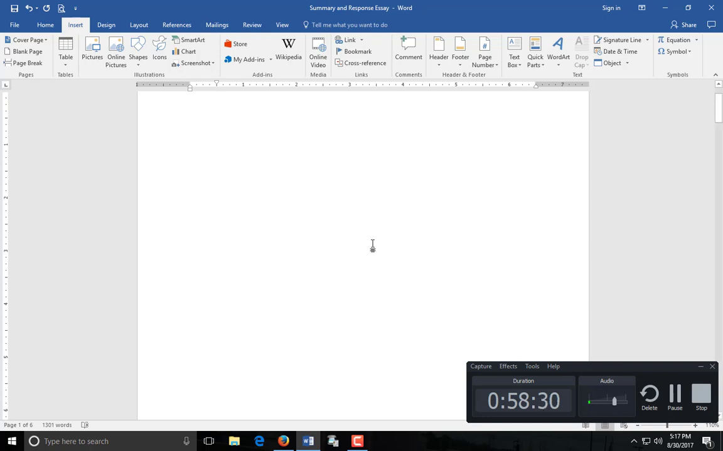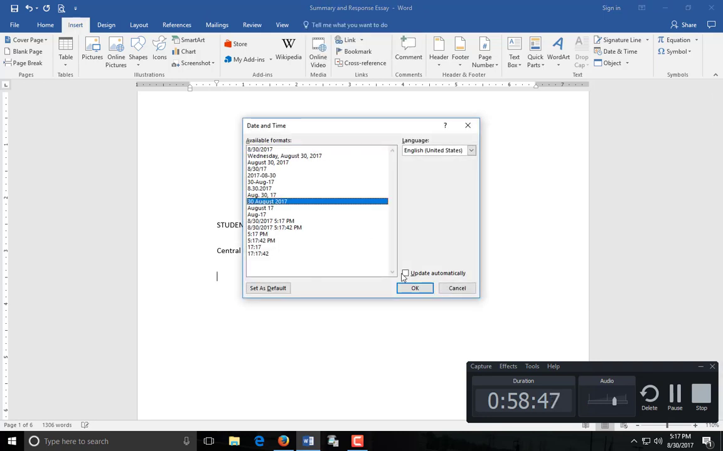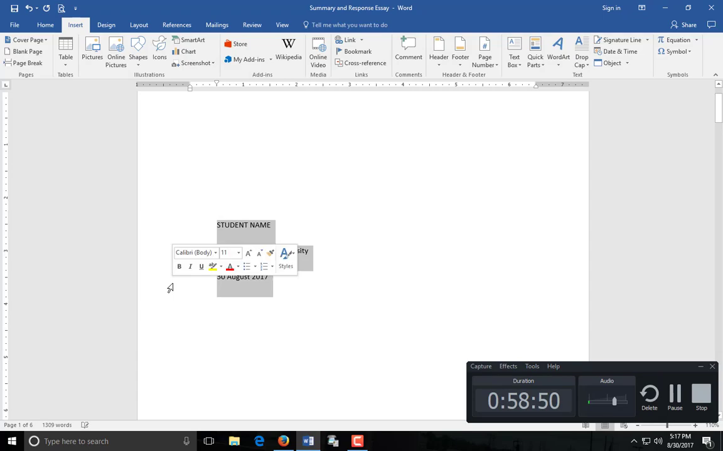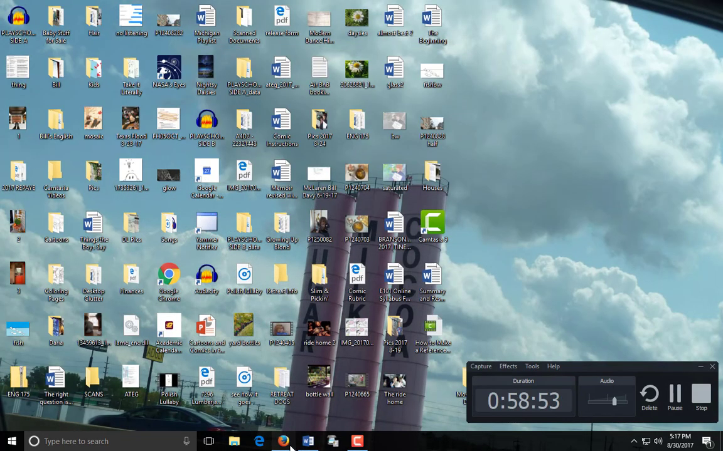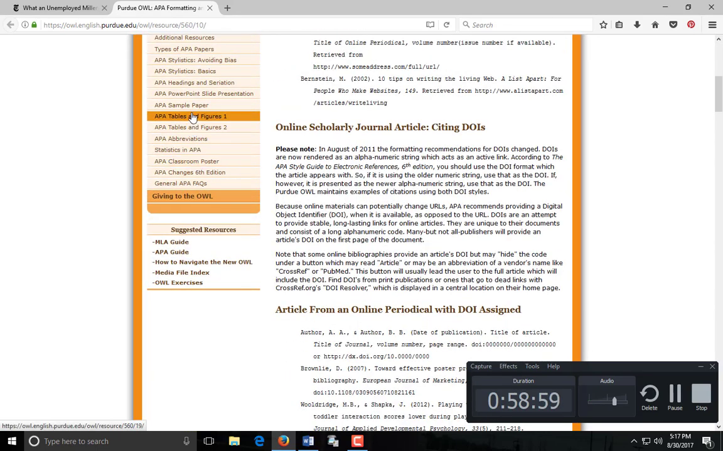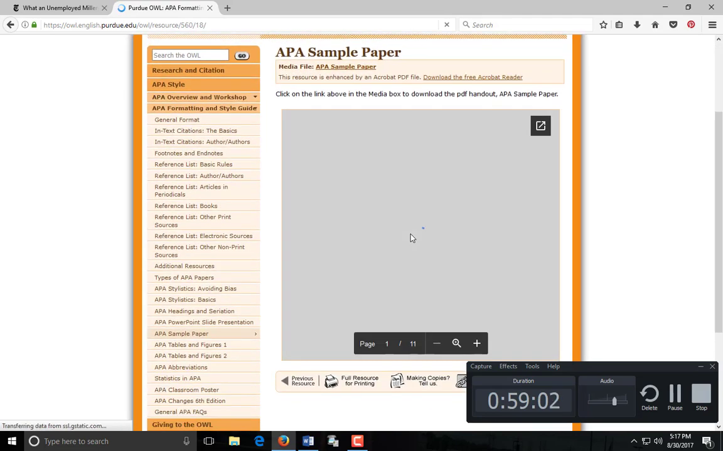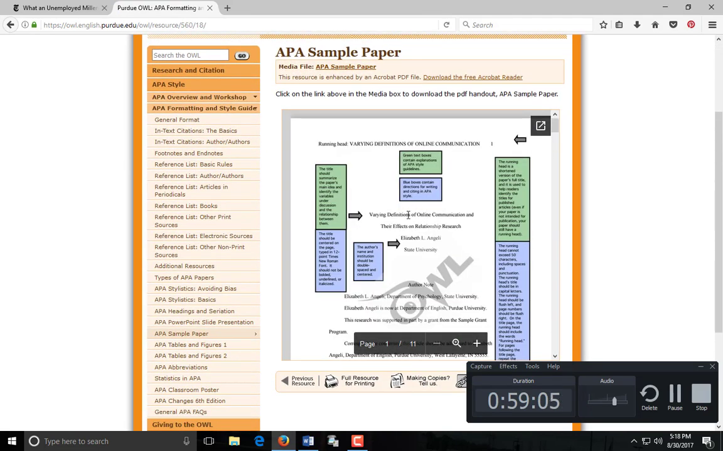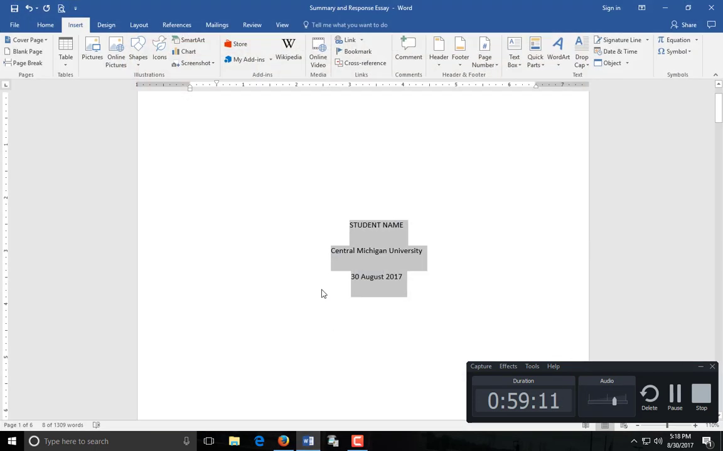And then, an APA cover page is just my name, or the student name, and then I believe it's the university, and then the date. And then it should be centered, but we'll double check. So you can go here to the sample paper. Oh, the title. Whoops. Title, name, university. So the date is not on there.